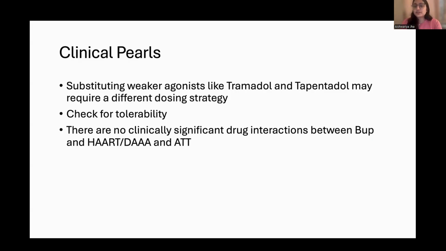It's also important to note that there are clinically no significant drug interactions between buprenorphine and medications used for HIV, Hep C, and TB. So it's important that when we give a package of interventions like is suggested by NACO, we also make sure that we routinely test for these other illnesses and then treat them as well. And it should not affect the buprenorphine maintenance therapy.